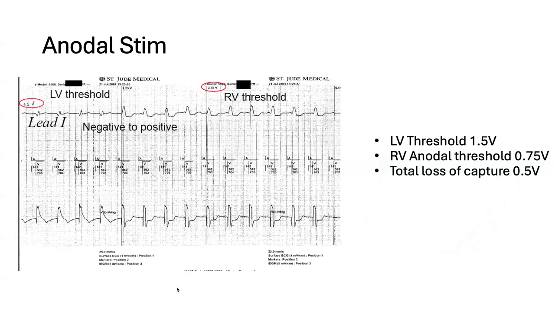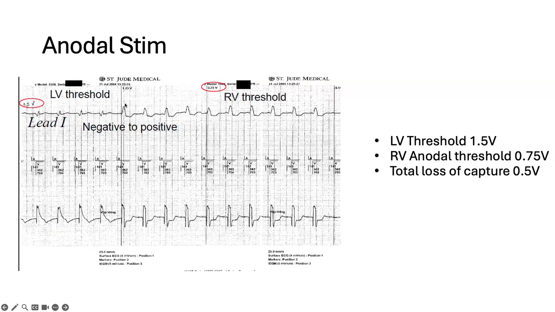This is from 2004, and this is a unipolar system, I would say, judging from that time frame. Could be a bipolar. But here we see an LV threshold test, and they're LV pacing only in this test. This is not an RV pacing. You're looking at lead one, and I'll let the physicians chime in on this. But you can see LV capture in lead one as you pace at 1.5 volts.